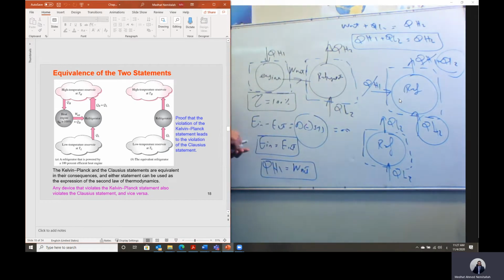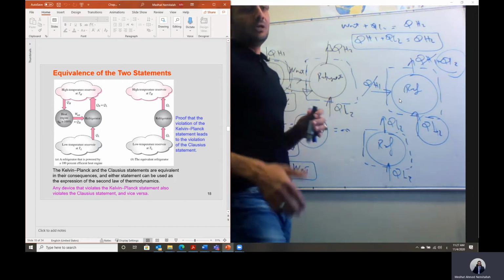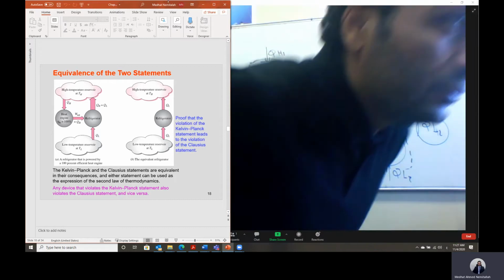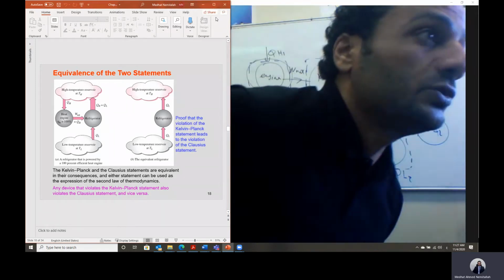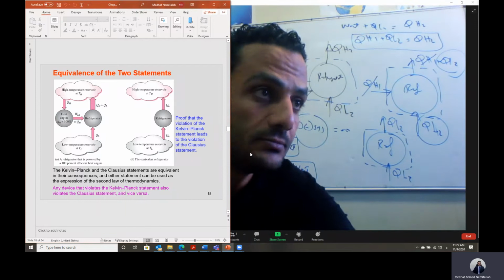So actually, if we have a violation of the second law of thermodynamics for the Kelvin-Planck statement for a heat engine, that means we also have a violation in the second statement, which is applied to the refrigerator and the heat pump system. So the two statements are identical.